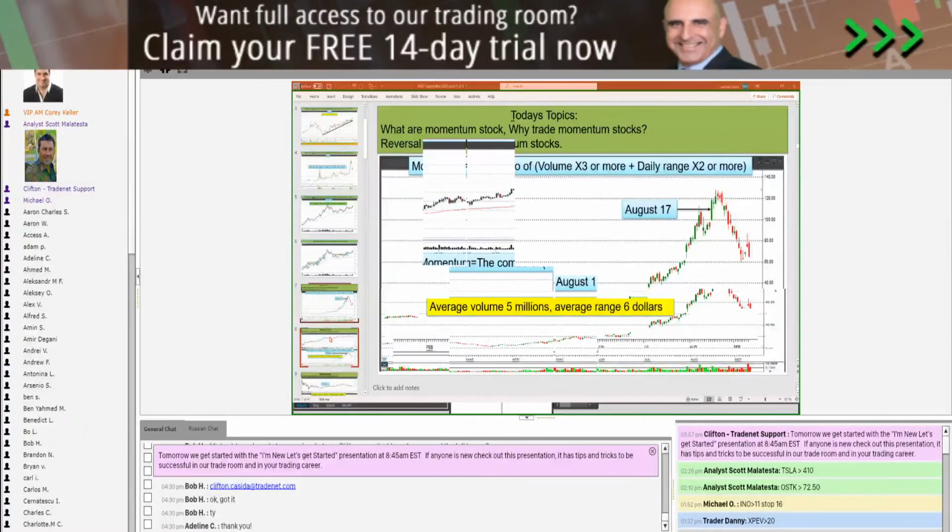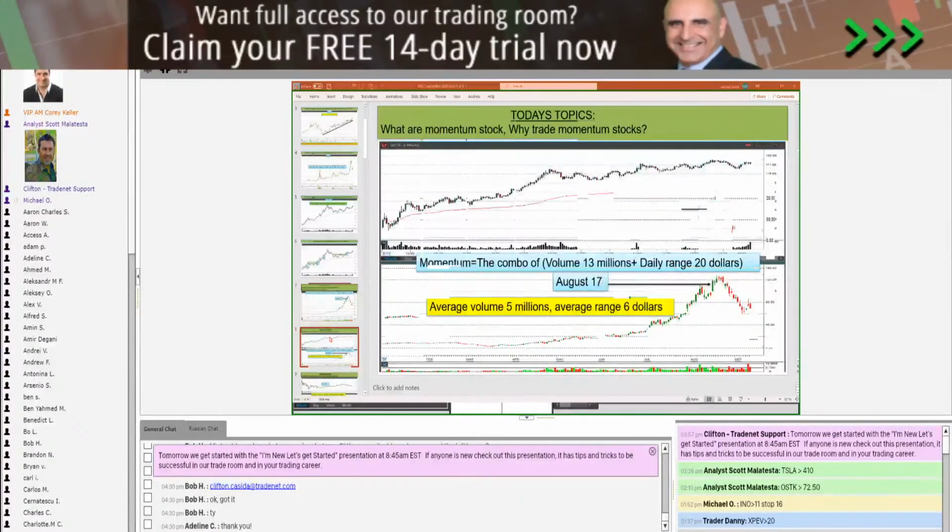Let's see an example. This is Overstock, and we're talking about the daily range, the trading day of August 17. You can see it on the bottom chart. The bottom chart is the daily chart. The upper chart is the intraday chart.